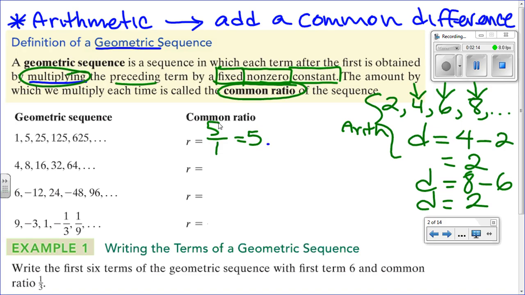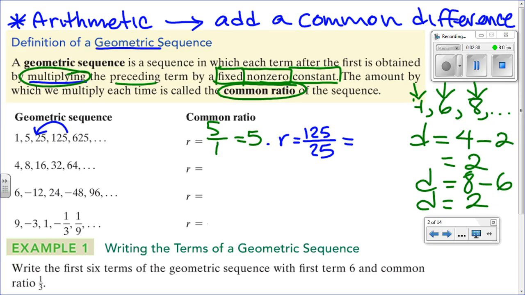So we can also, just to verify, take the fourth and the third. So you could say R will be 125 divided by 25, and that will give us the same thing, which is 5. So just to make sure. So now, if you guys could please find the ratio of the next one. Let me do the third one just to make sure we're on the same track.